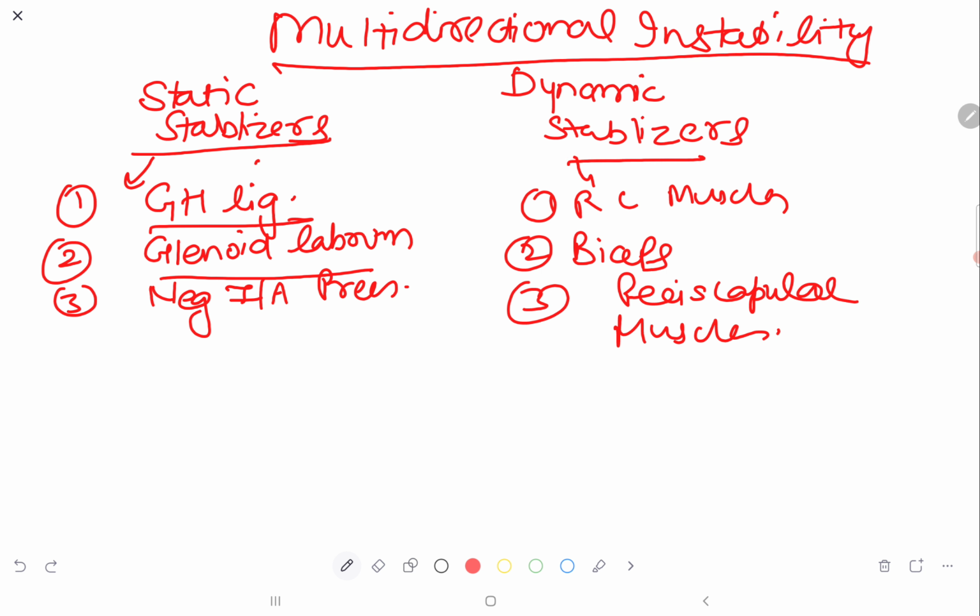Dynamic stabilizers. In the dynamic stabilizers, we have all rotator cuff muscles, biceps, and periscapular muscles. That may include serratus anterior, rhomboids, and trapezius.